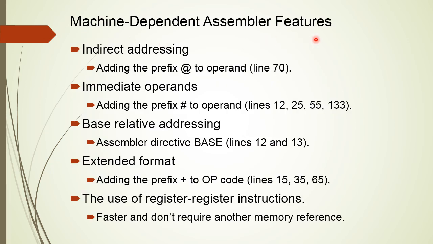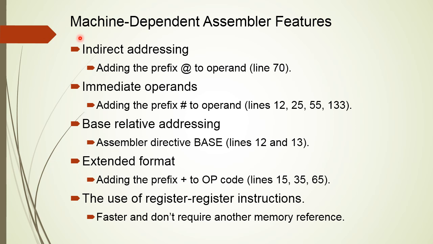Machine dependent assembler features. In the previous session, with respect to the SIC machine, we have already studied how to calculate the object code for an instruction of the SIC machine. In this session, we are going to study how to calculate the object code for the SIC/XE machine. All the instructions of SIC are of length 3 bytes, and keeping that in mind, you calculated the object code for the SIC machine.